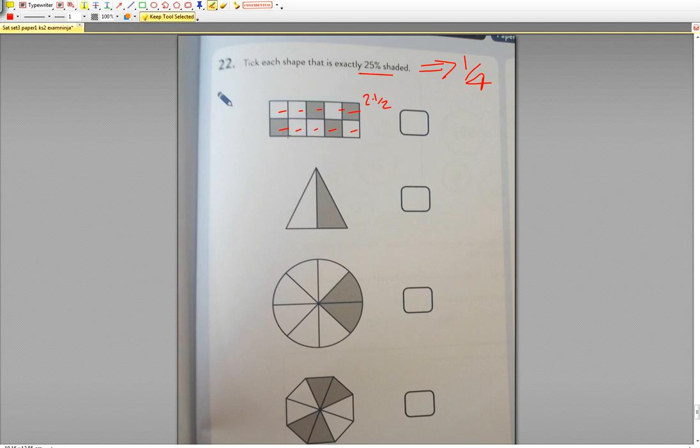So is this 25% exactly? Yeah. No. Now this is exactly half. Half is worth how much percent? 50. So, no. Now we got here, looks like one quarter of the circle. So this one is correct. It's right. And the next one is we got 4 out of 8 shaded. So that's 50% again. So the only one is that one.